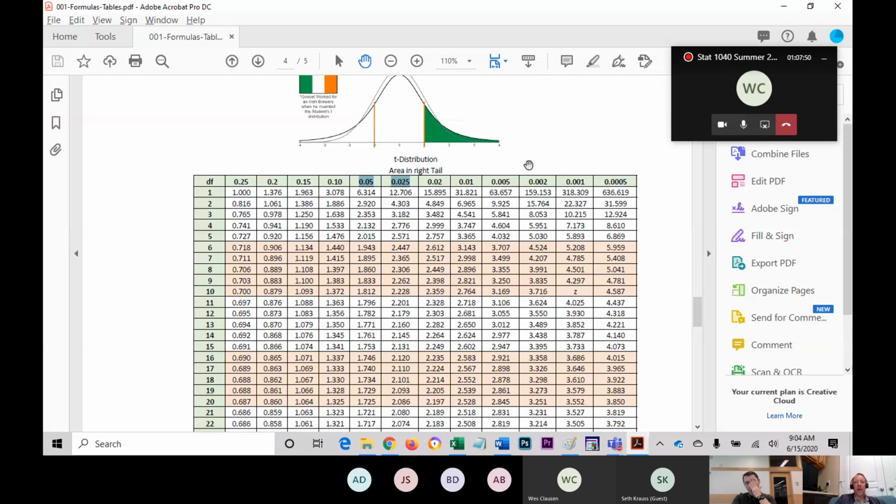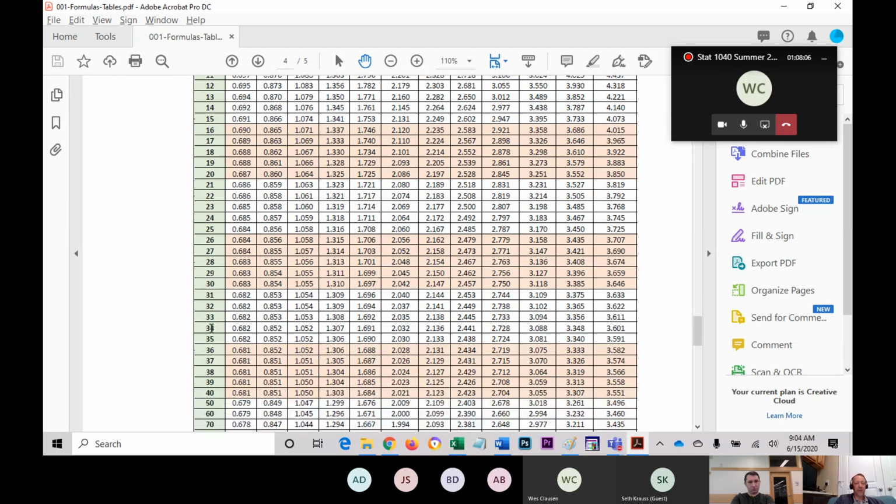Okay, and the reason why, essentially, this chart is giving you the area to the right, but if these numbers were all negative, it would give you the area to the left of the negative value. Okay, so degrees of freedom. We've got 39 degrees of freedom.